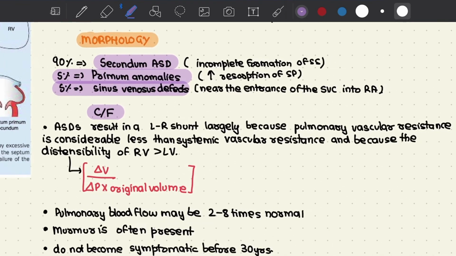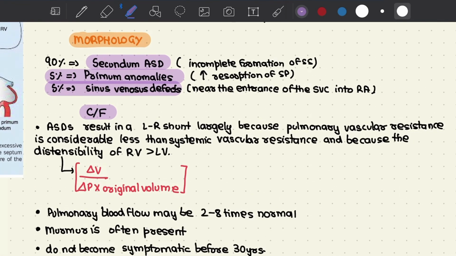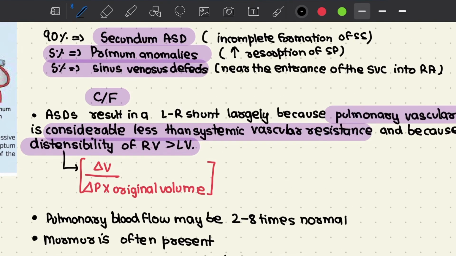Atrial septal defects usually result in a left to right shunt, largely because pulmonary vascular resistance is considerably less than the systemic vascular resistance, and because the distensibility of the right ventricle is more than that of the left ventricle. As we know, distensibility is delta V divided by delta P into the original volume of the chamber, where delta V indicates the change in volume by every 1 unit increment in pressure.